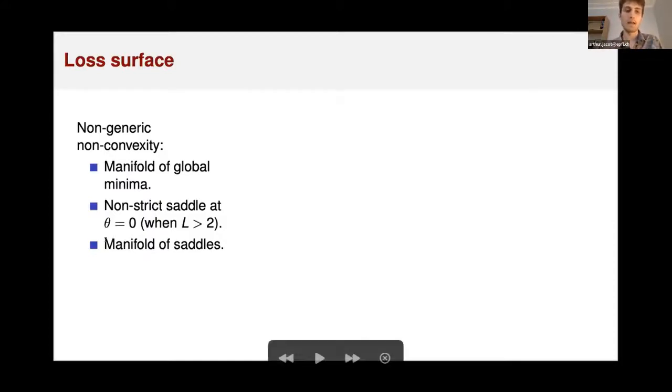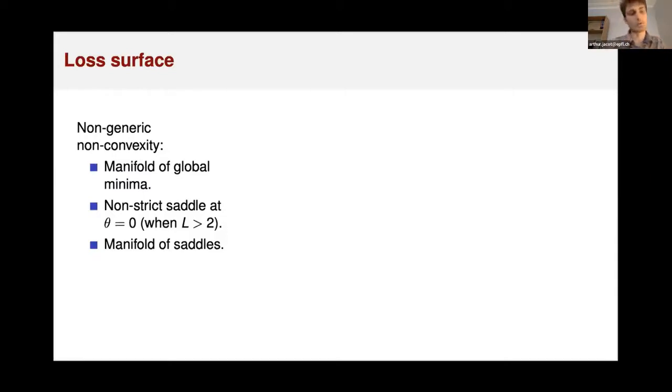Another specific property of neural networks is the fact that the saddles also form into manifolds. That's what Burfin talked about yesterday, right? That you could construct these kinds of manifolds of saddles too, which are also high dimensional. And that's again something quite non-generic in neural networks.